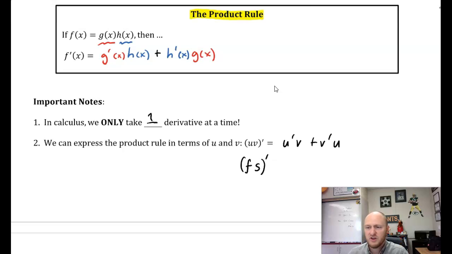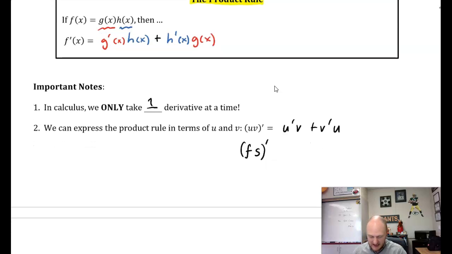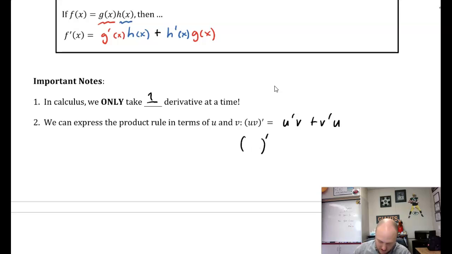F prime, the derivative of f and s. And in fact, I like color coding this because it helps us. The derivative of f times s, where they are functions, is f prime, the derivative of the first one, times the second, plus the derivative of the second, s prime, times the first. And that is the product rule.